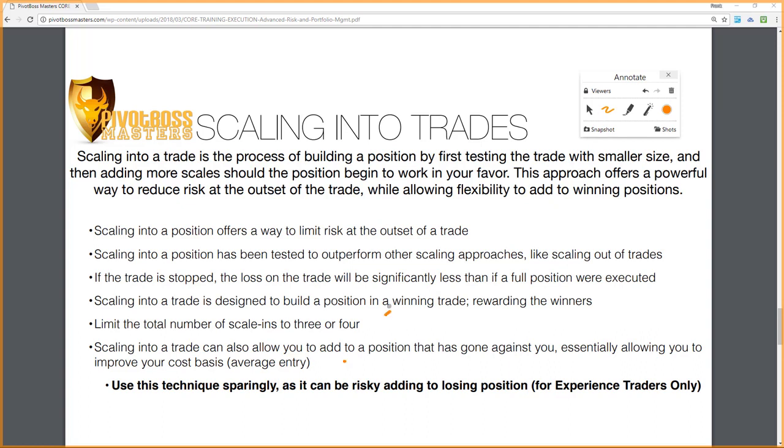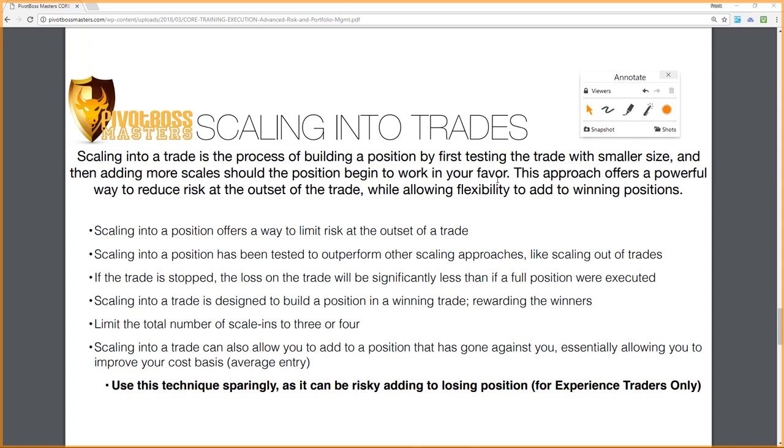So you don't want to just scale over and over and over and just keep on getting in and you have 10 scales that you've gotten in. I don't think that helps as much. So 3 to 4 scales max and you're good to go. But other than that, the goal with scaling into a trade is to build a winning position and reward those winners. Build a position in a winner and keep letting it pay for you. So that's an approach here, and we'll look at this in terms of charts here in a moment.